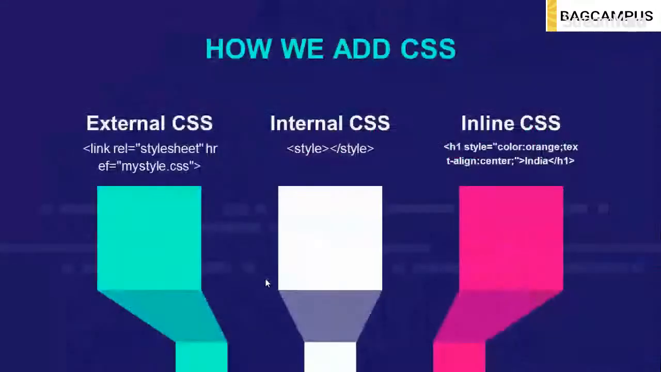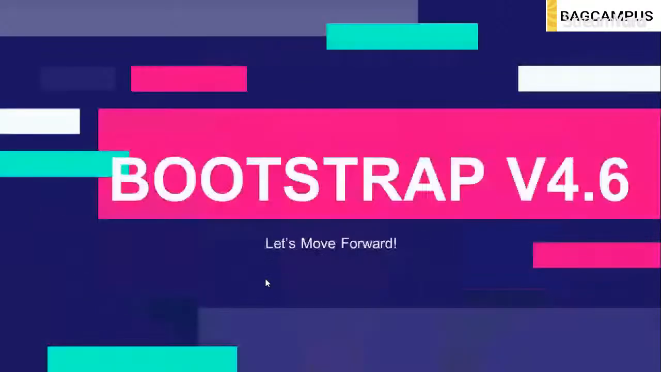Then we moved to CSS. We learned what external CSS is, what internal CSS is, and inline CSS, right? Then we moved to Bootstrap 4.6. Hope it is understandable to you, because I'm not able to show you how we use Bootstrap again today. But we are going to discuss how we are going to develop this e-commerce website. So at that time, you will get revised with it.